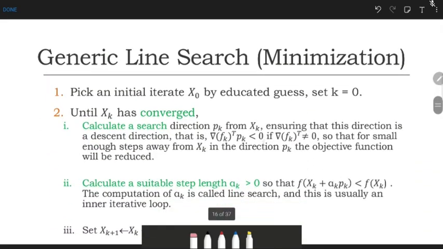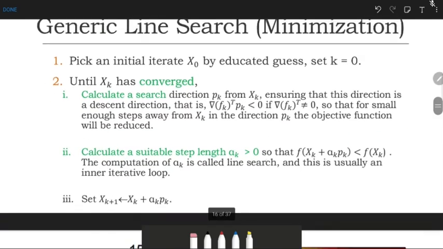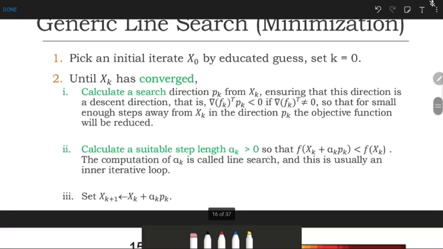Generic line search. Okay, minimization problem. We want to minimize our objective function. Pick an initial iterate x naught by educated guess. Okay, basically telling us to pick some random x. Not very random. Hopefully that is close to the minimum. But whatever you pick will not be the minimum. You can't pick it. It's somewhere over there. It's hard to pinpoint. So pick a point that is close to the minimum.